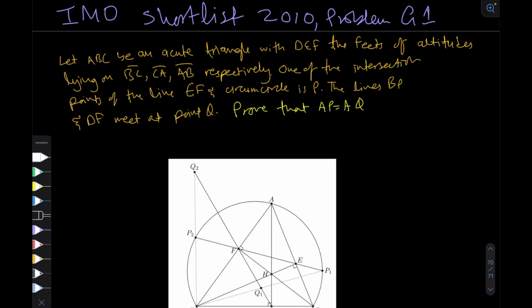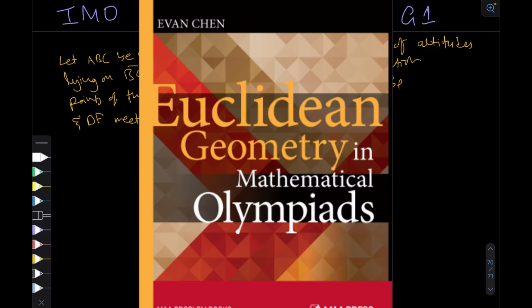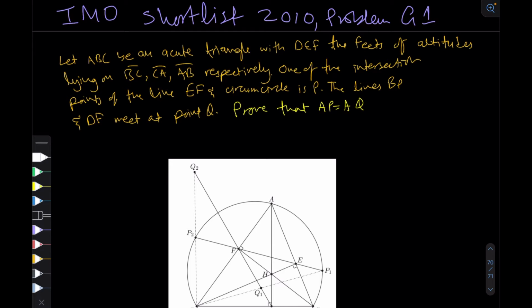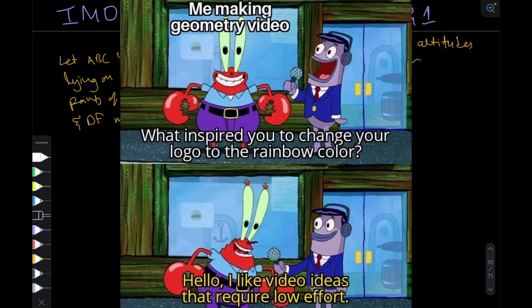Alright, so we are going to be doing some geometry today, and this question is from the IMO shortlist of 2010. It's problem G1, and up till now I've mostly avoided geometry. The reason being that first of all the diagrams get kind of messy, so that's a bummer. And also I'm reading Evan Chen's book on Euclidean geometry, and currently it's mostly angle chasing, and watching someone else do angle chasing is not really that much fun. But I thought, why not? Let's just give it a shot.